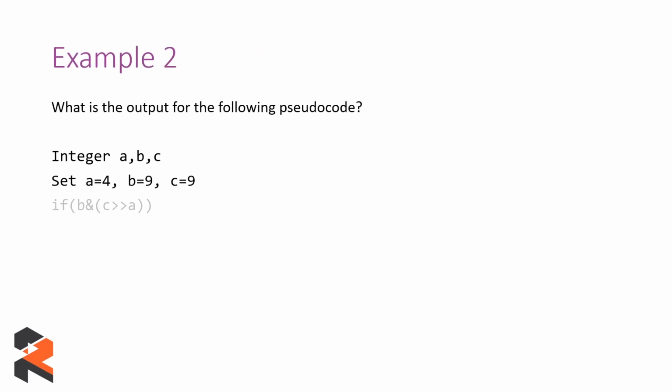So in this particular pseudocode we have to predict the output. Now what do we have here? We have three integers a, b and c, and we have values assigned to them, that is a equals to 4, b equals to 9 and c is equal to 9.